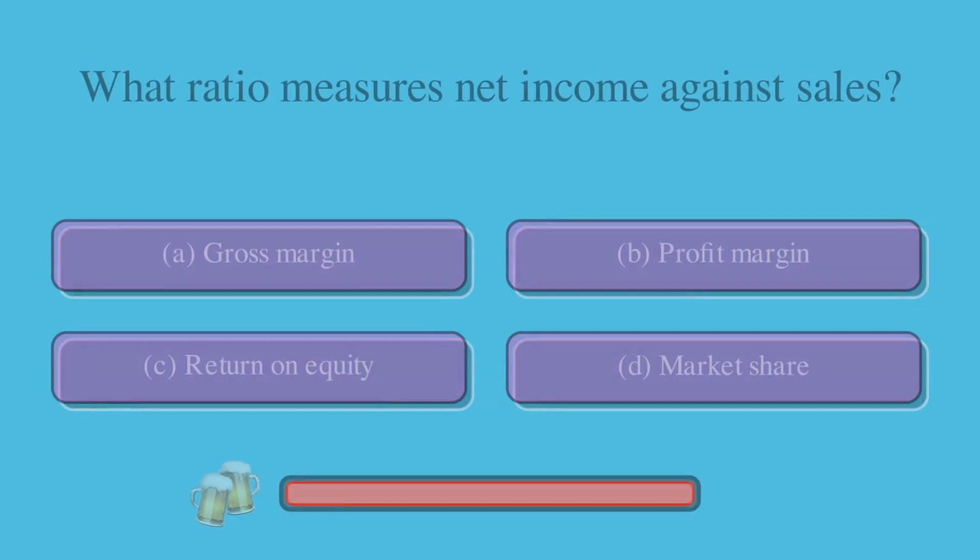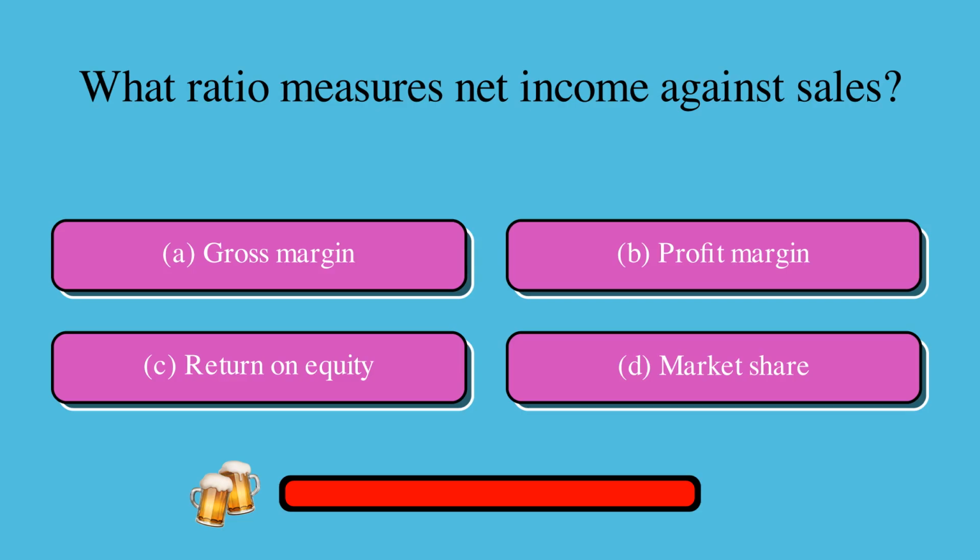Here's some profitability ratios trivia. What ratio measures net income against sales? Is it A, gross margin, B, profit margin, C, return on equity, or D, market share? The correct answer is B, profit margin.